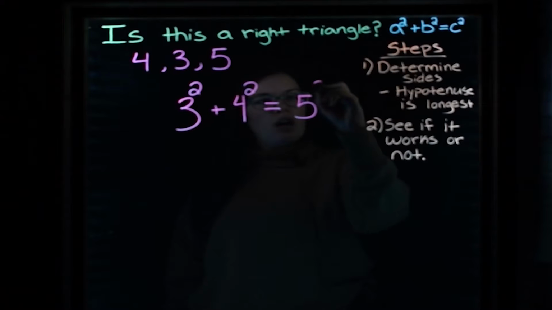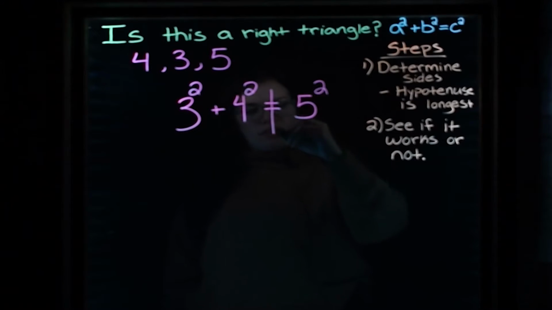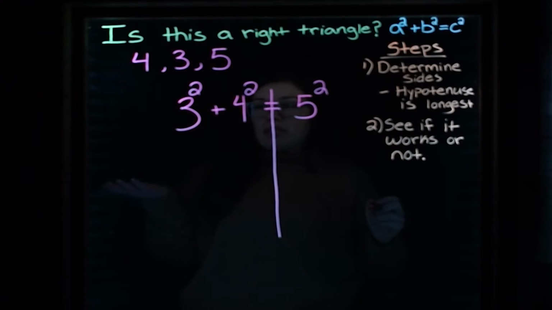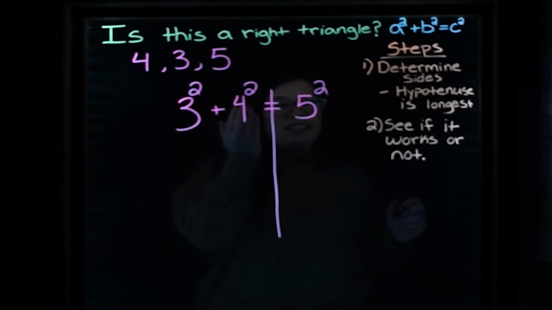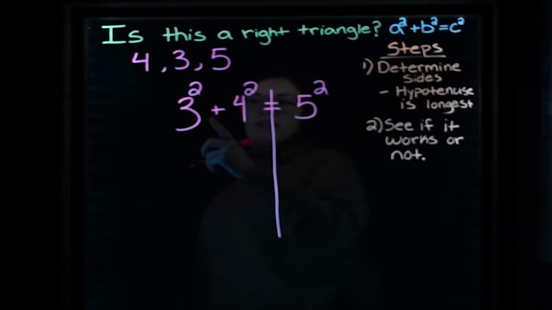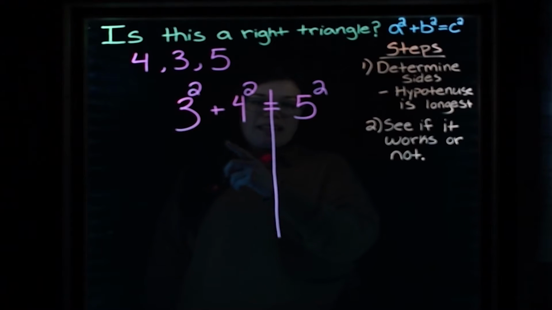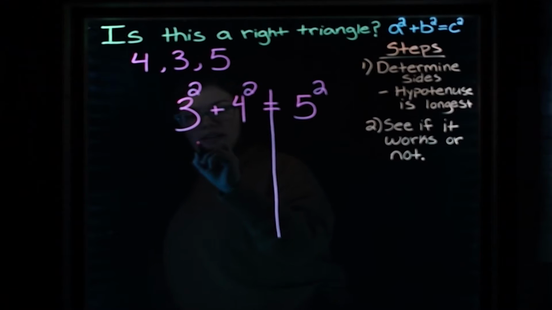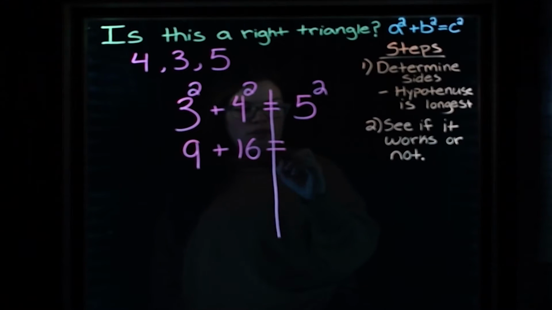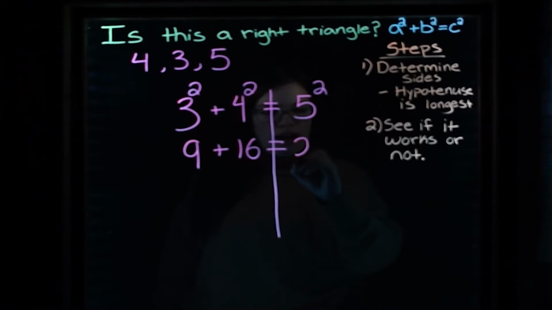Now I'm going to draw a line down my equal sign to stay nice and organized, and I'm going to do what the equation tells me to do. So I'm going to do 3 squared plus 4 squared and see if it equals 5 squared. So remember, when I square a number, it's telling me that number times itself. So 3 times 3 is 9, plus 4 times 4, which is 16, equals 5 times 5, which is 25.